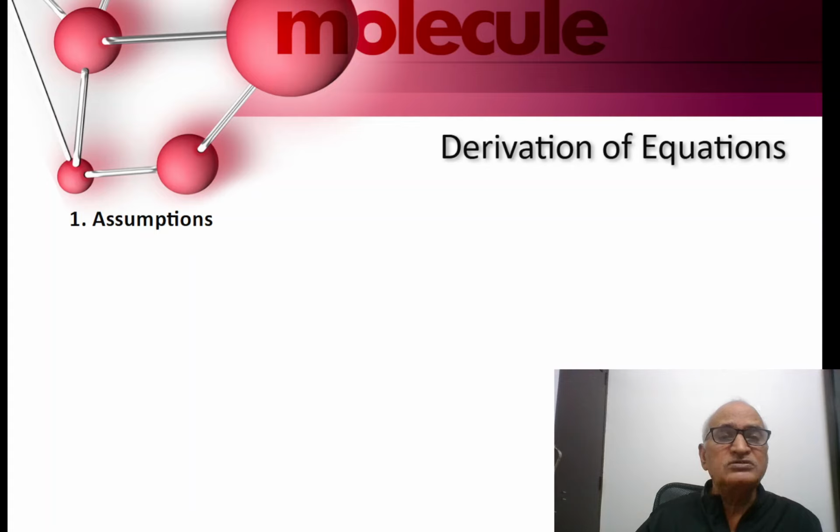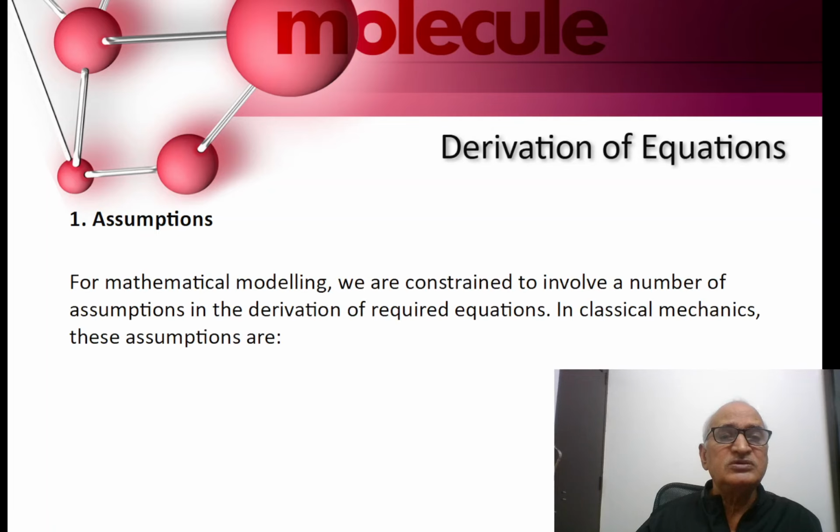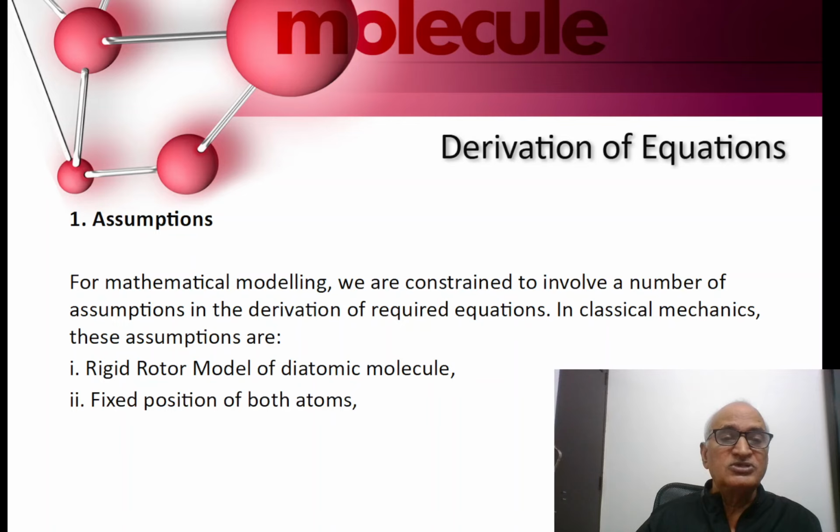While deriving this equation, we have made certain assumptions. What are those assumptions? Let us see. The first assumption is that the molecule is a rigid rotor, meaning when the molecule is rotating, its bond distance does not undergo any influential change. Actually, this assumption is not true, but for mathematical brevity, for the sake of equation derivation, we have assumed this model. Secondly, fixed position of both atoms, that is, bond distance constant. Actually, the books describe bond distance, but those are not constants. Those are equilibrium distances.